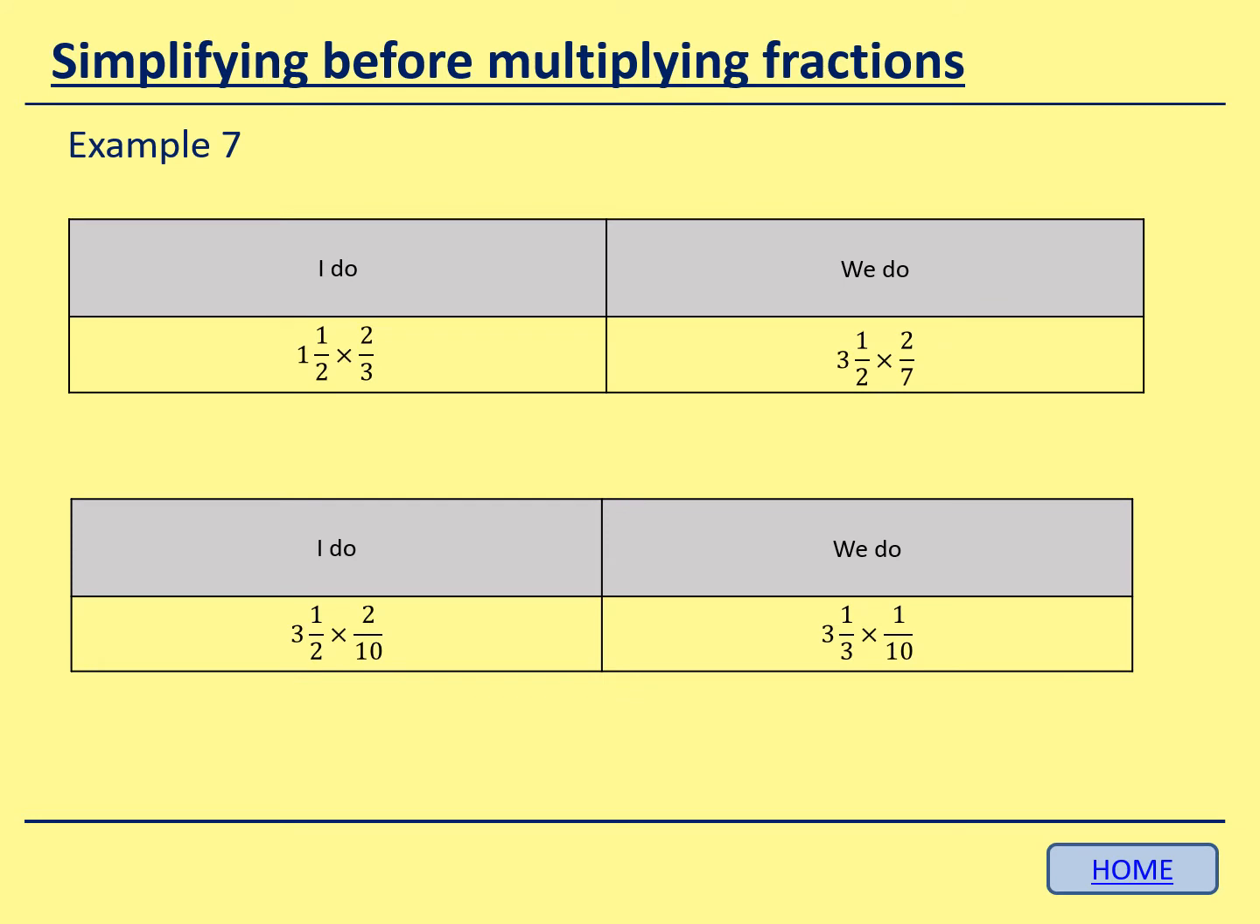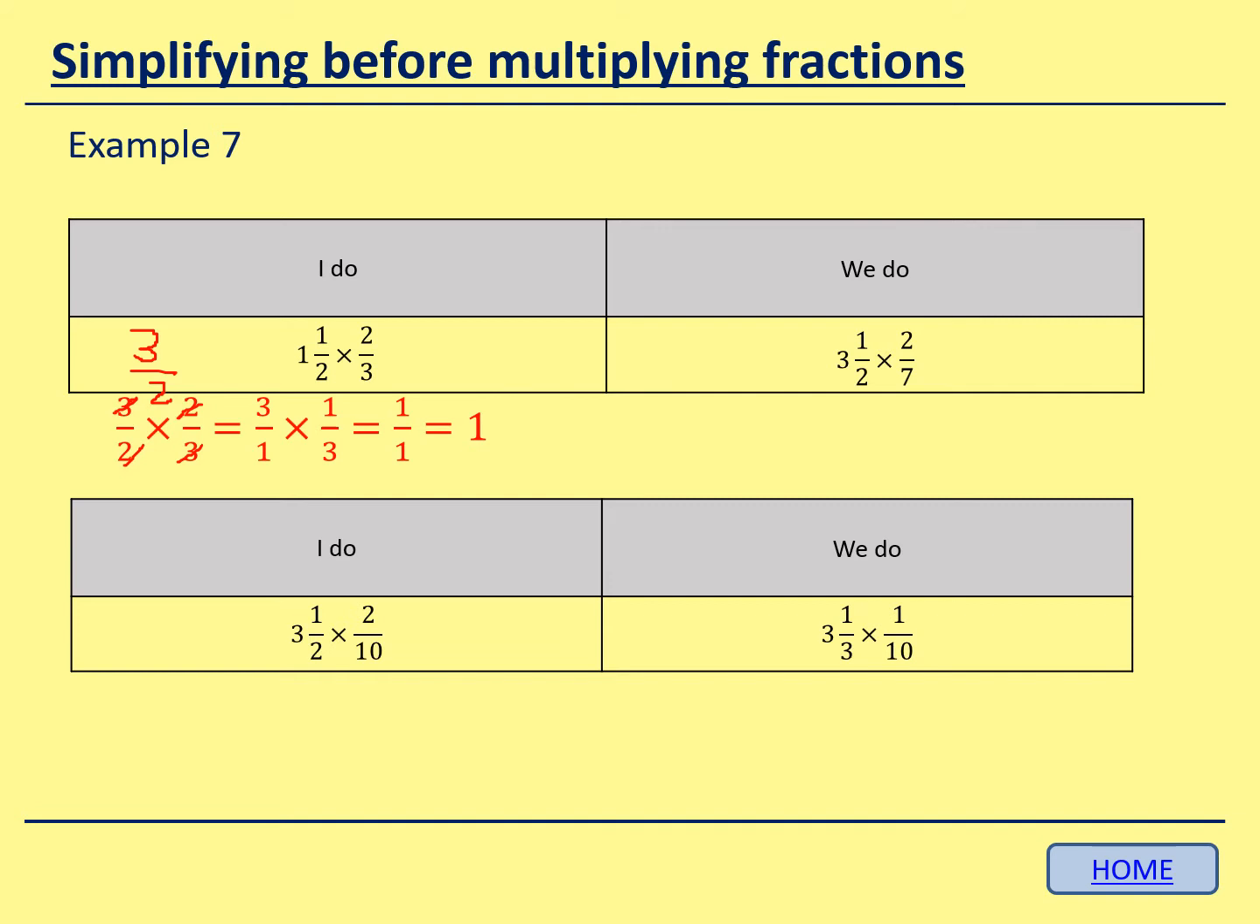Okay, we're going to look at multiplying a mixed number by a fraction. So what we need to do is change this to an improper fraction. So 1.5 is 3 over 2. So you've got 3 over 2 times 2 over 3. Okay, the 3 and the 3 cancel out. The 2 and the 2 also cancel out. So the answer is 1 over 1.